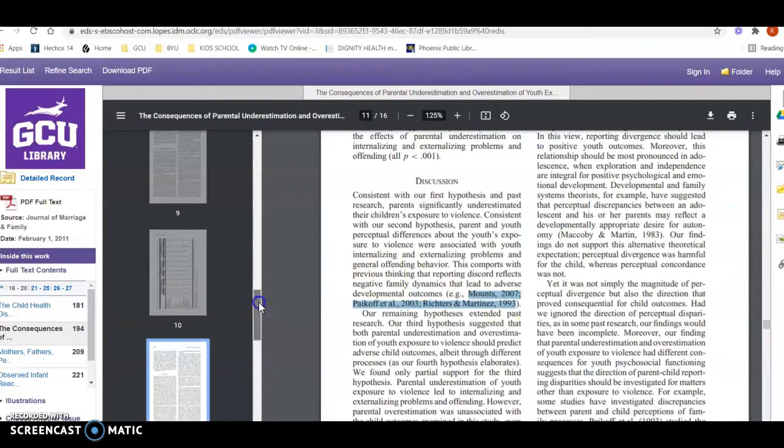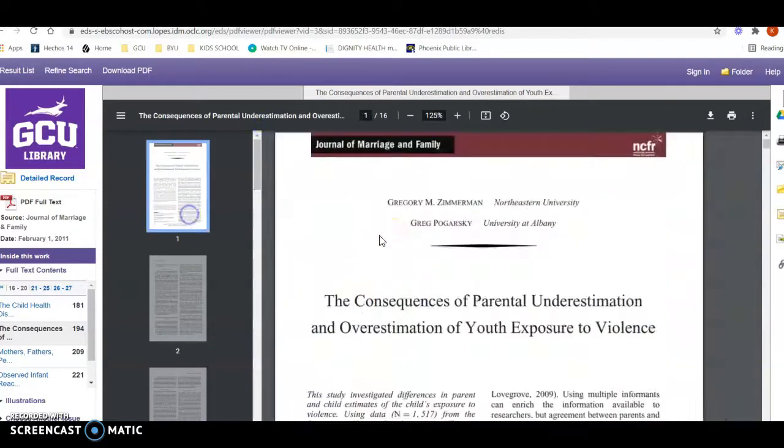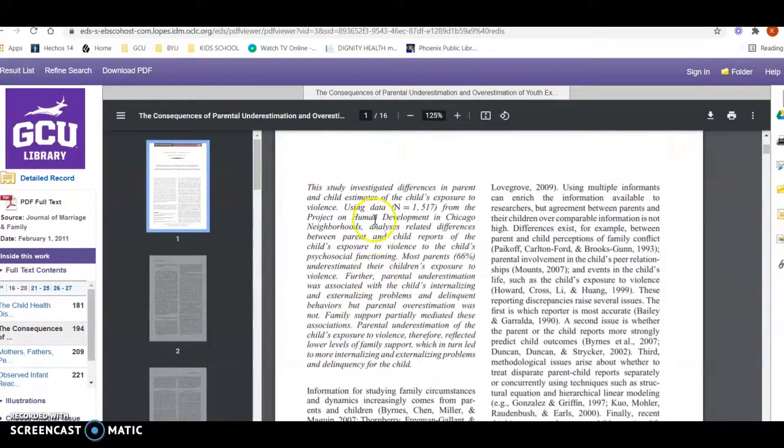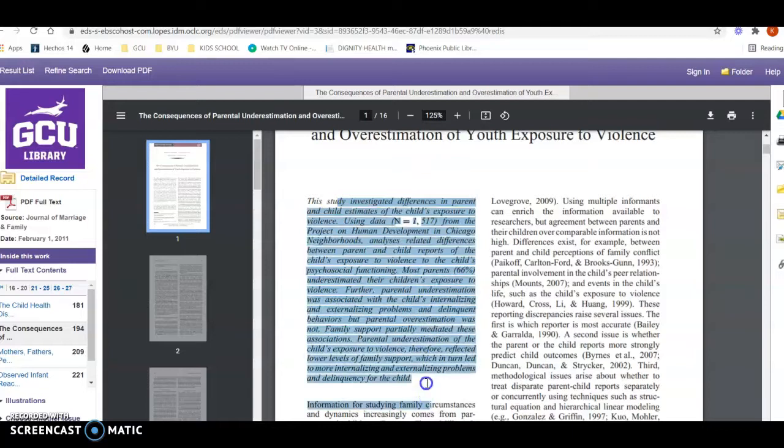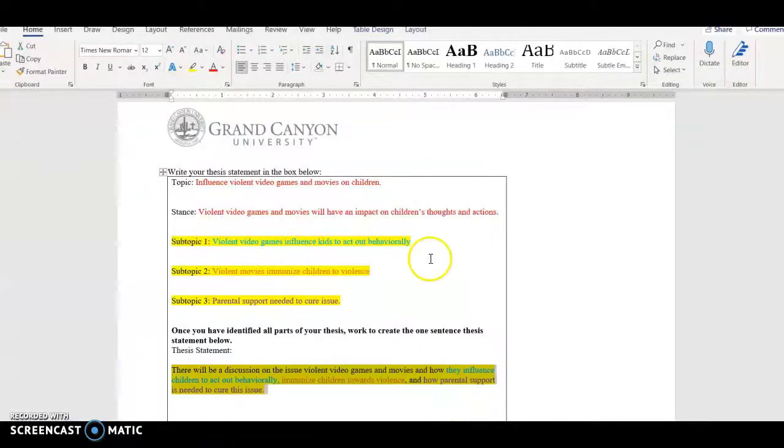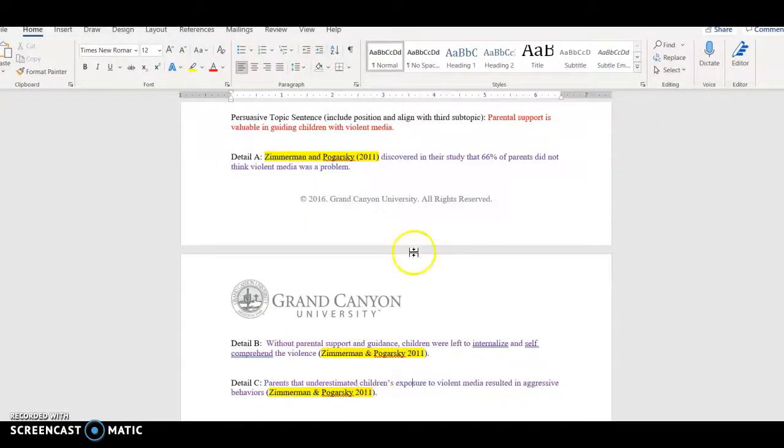So you could read through it, but hone in on this up here. What did they find? What was the study about? What did they actually find in the study? What were the results? That's what you want to use. That's where I got my information for my research articles. I basically did that.